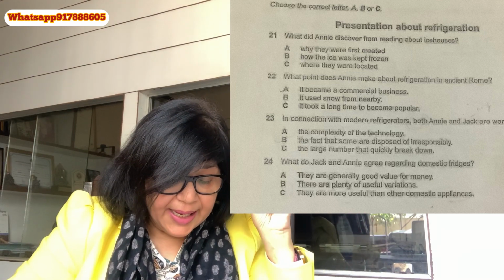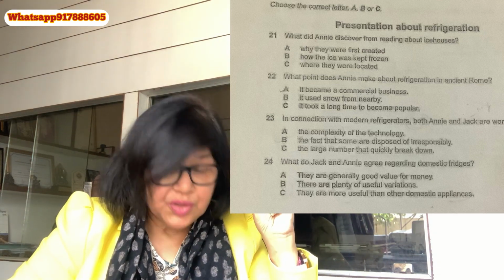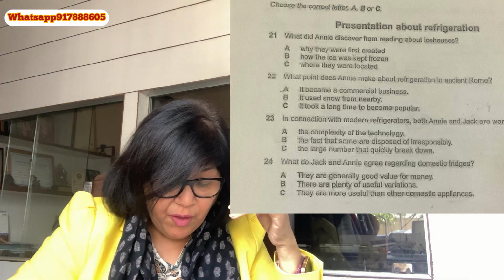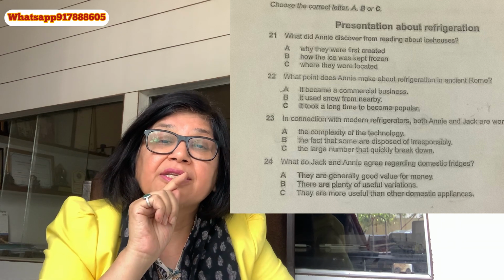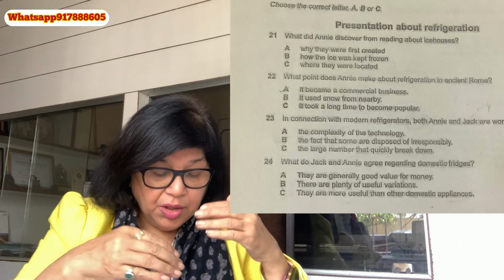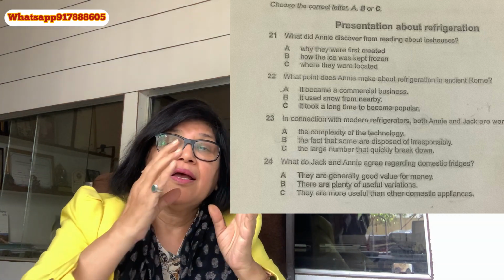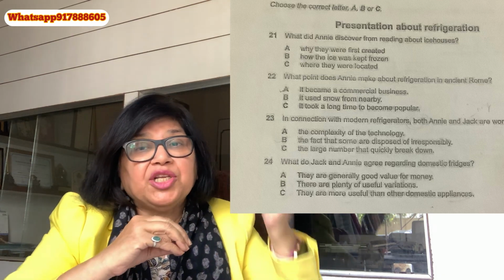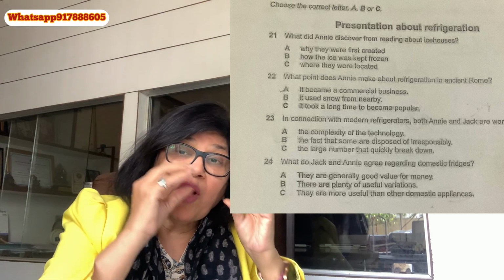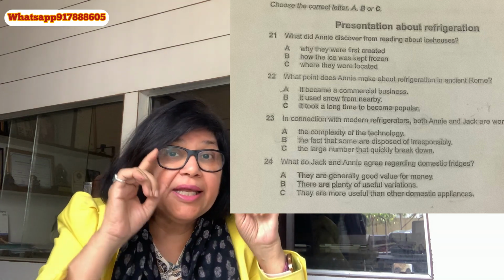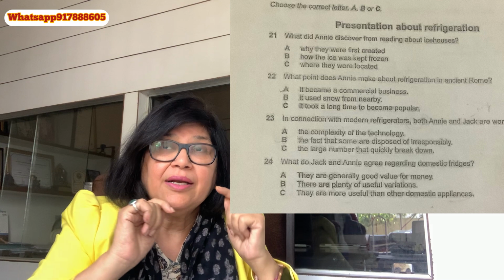What do Jack and Annie agree regarding the domestic fridges? So they're talking about the domestic fridges, and what do they agree? Here the key word that is very important is agree. So they should agree on a point. So suppose she makes another point, Annie, and Jack also makes another point, but they do not agree. So that is very important. What points? All points will be there, but there will be one point in which both will agree. Okay? So that is the trap.